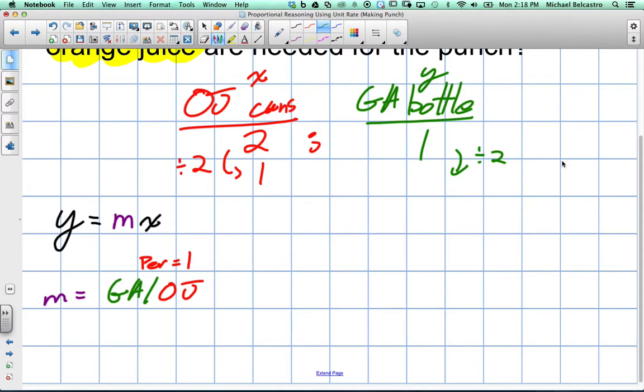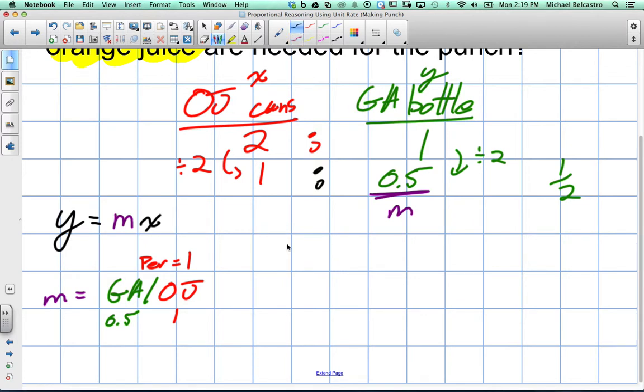And that'll either give you the value of a half or 0.5, which you guys might be more inclined to use as a decimal. Okay, this 0.5 is our rate because OJ is now set up as 1. So OJ value is 1, which means our ginger ale is 0.5. So 0.5 divided by 1 is 0.5. That's our rate. M is our rate.